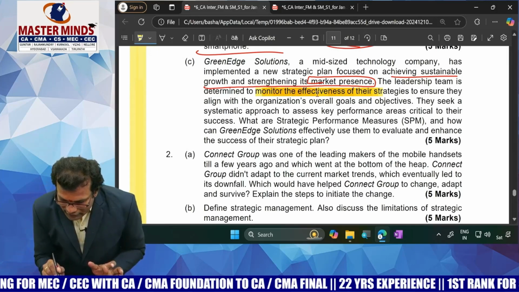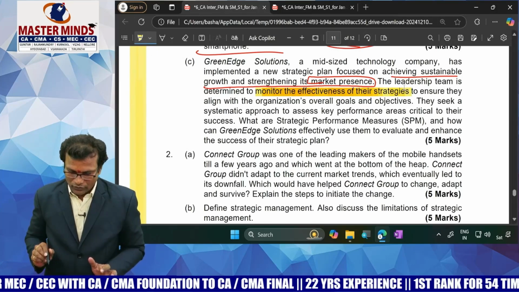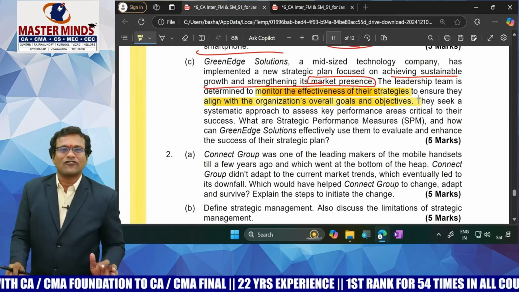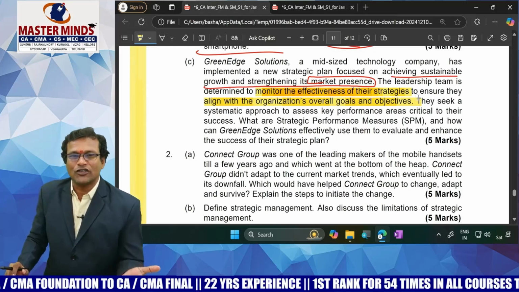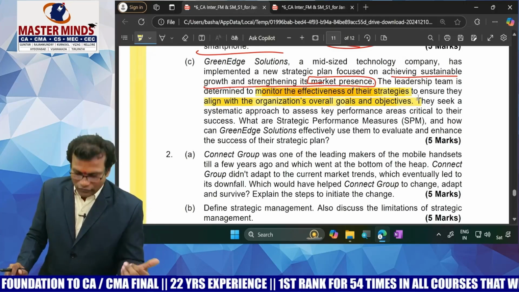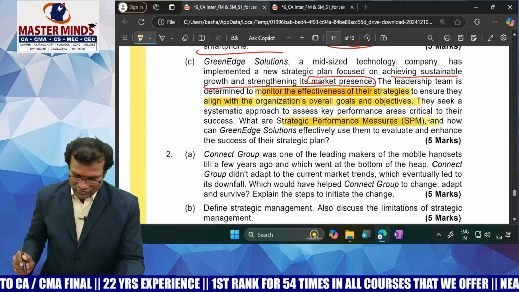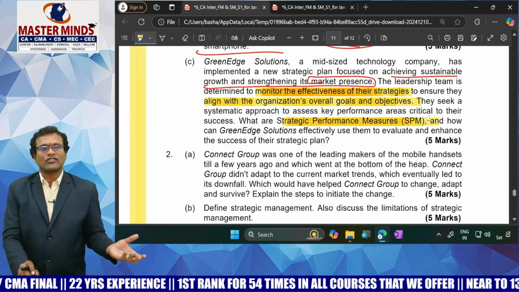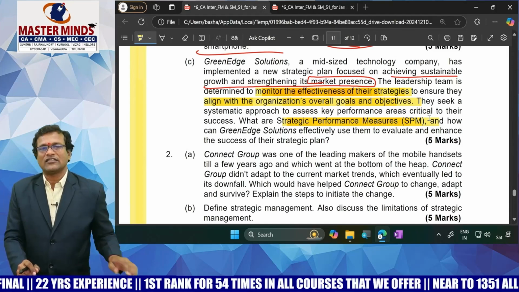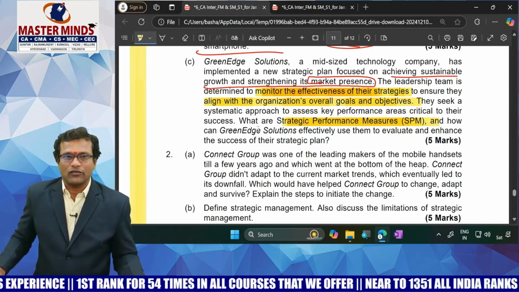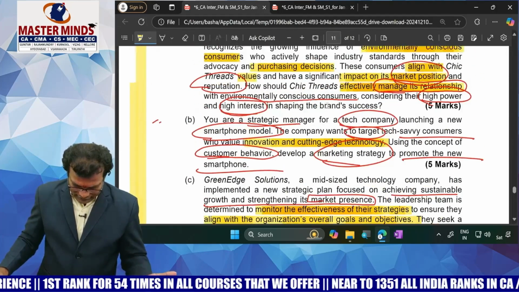They are trying to monitor the effectiveness of their strategies, whether they are in agreement with your goals and objectives. Meaning after strategy implementation, have you really achieved your goals or objectives? You are trying to check. For this, you have to use some measures known as strategic performance measures. You have to define the SPM concept, and you have to list out half a dozen SPMs, types of SPMs. It's almost a straightforward case study question. There's no big deal in this question.